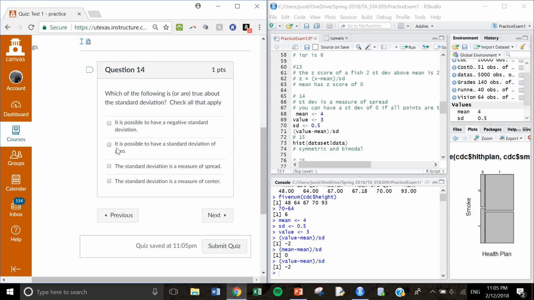However, it is possible to have a standard deviation of 0. If the points are not spread out at all, if all of the points are the same, if we all had 4.0 GPAs, then there would be a standard deviation of 0 for GPA. There's no spread in it. It's all the same. This third one, I have said a lot, the standard deviation is a measure of spread. It is not a measure of center. Measures of center are things like mean, median, and mode. Things that are measures of spread are standard deviation, IQR, variance.